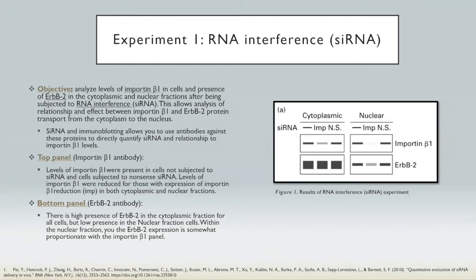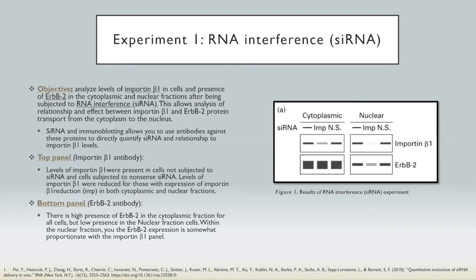So the top panel of figure 1 is the importin B1 antibody. Based on the results, one can see that the levels of importin B1 were present in cells not subjected to siRNA and in cells subjected to non-sequenced siRNA. So you can conclude that they were reduced for those with expression of importin B1 in both cytoplasmic and nuclear fractions, but more so in nuclear fractions.